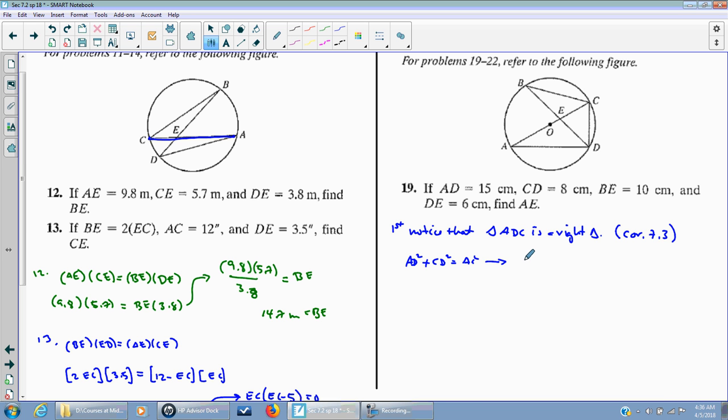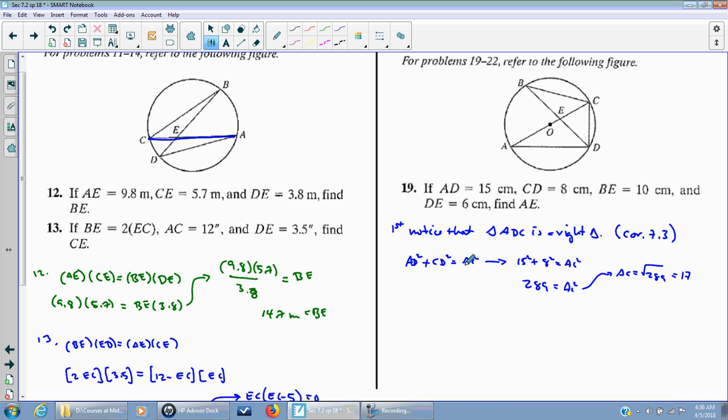AD is 15. CD is 8. 15 squared plus 8 squared is 289. So AC is the square root of 289, which is 17. Okay, so hold on to that number. So the distance from A to C is 17.